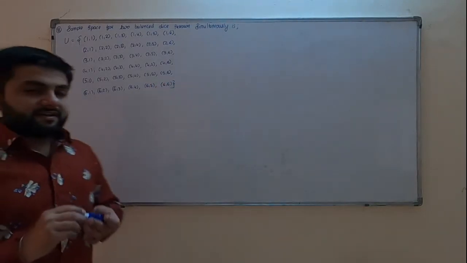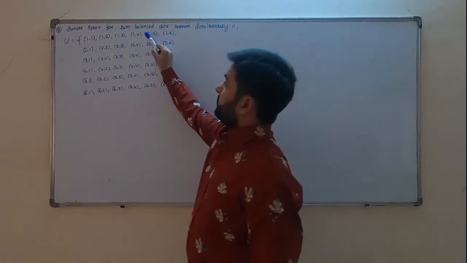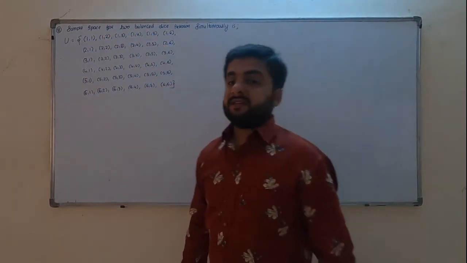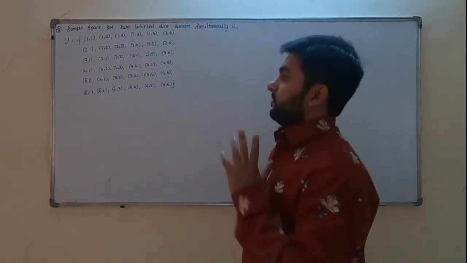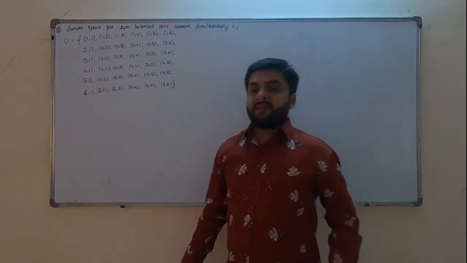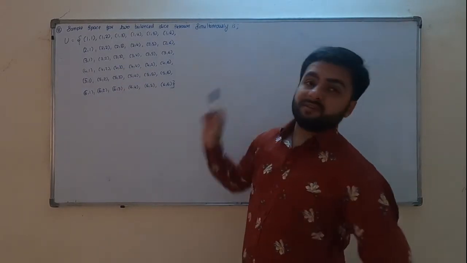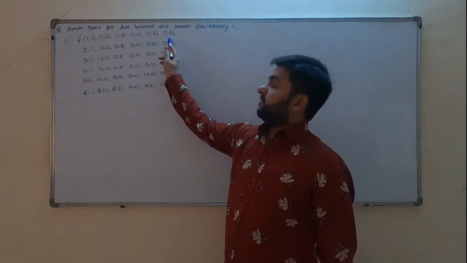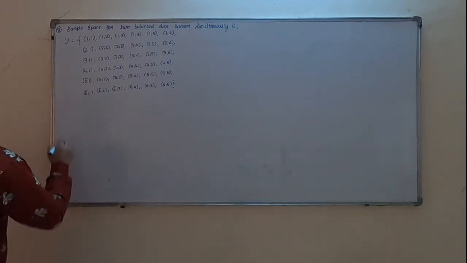So total there are 36 elements. How? In each line there are 6 elements, and there are 6 lines. So total there are 36 elements, and this is the way to write the elements. You cannot write all the things continuously. You have to write in this way. Okay, now we are seeing the events.